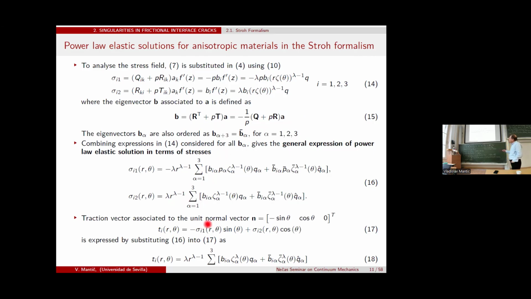And if we compute the traction vector associated with a plane with this normal vector, which is basically a plane which contains the x3 axis and z-axis, we obtain this expression for traction, analogous to the expression in displacement.